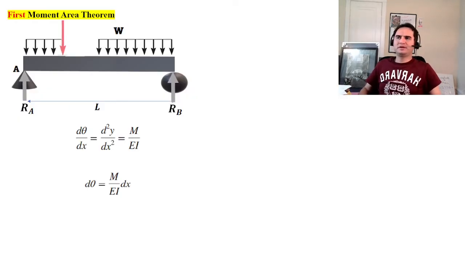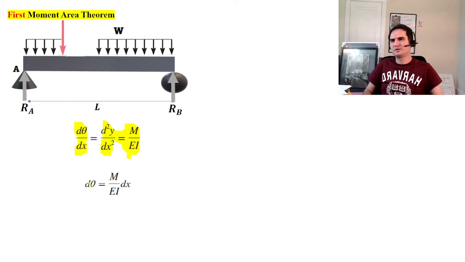First, the moment area theorem. As we observed in the early part of chapter 12, d squared y over dx squared is M over EI. So the integration, or area under the moment diagram, gives the slope, and the derivative of the slope is equal to the moment.